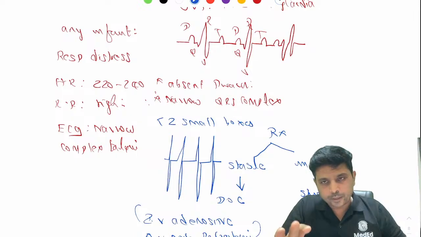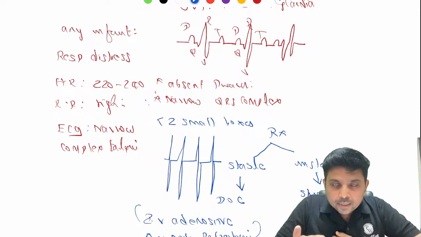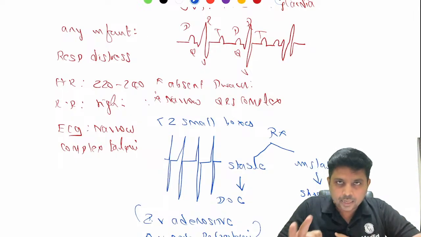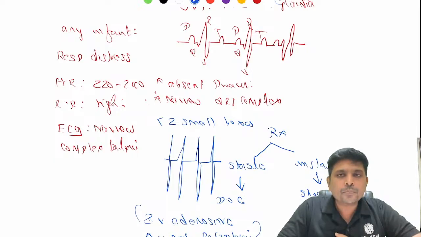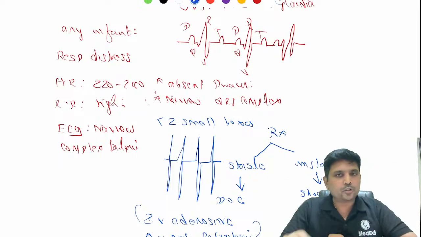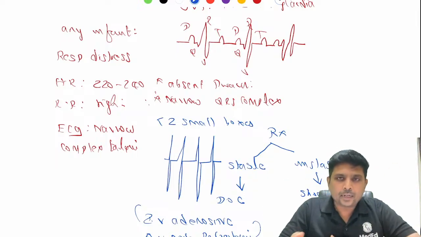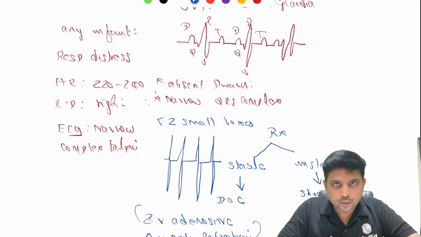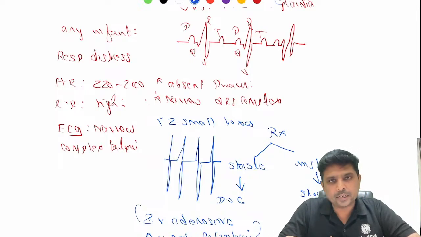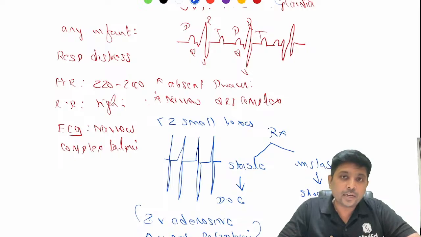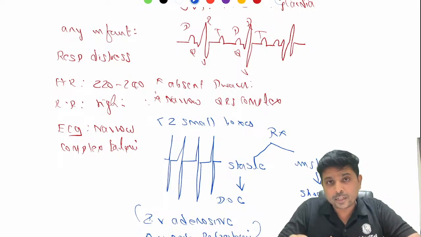So what are all the points that you need to know? Any child brought with respiratory distress with a heart rate of more than 220 to 250 per minute along with tachypnea, you need to take an ECG to look for absent P waves and narrow QRS. Then you need to find out whether the child is in shock or not. When the child is in shock, you go for direct cardioversion. When the child is not in shock, adenosine can be given.